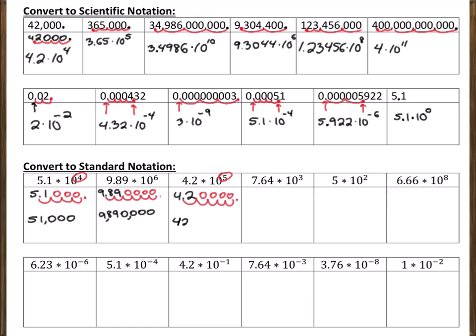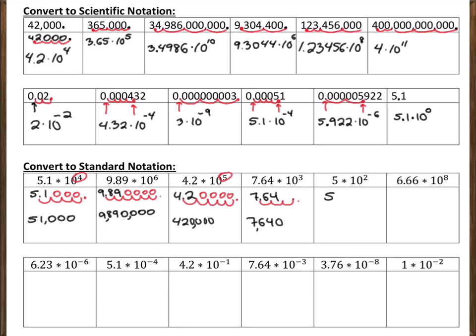So you really have to rewrite it and think about it that way. Again, I have to rewrite this. And then again, I start at the right, I count groups of 3. So this is going to be 420,000. Now I have 7.64 times 10 to the 3rd power. So we're going to move our decimal point over 1, 2, 3 places. So this becomes 7,640. You can put a comma there or not.